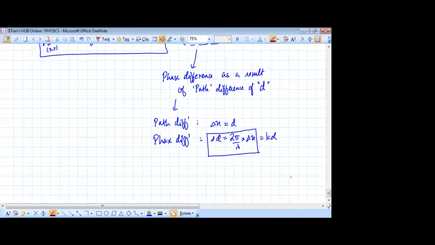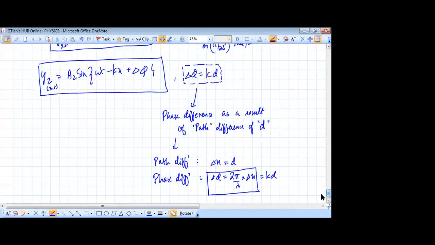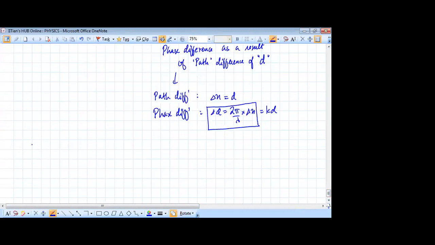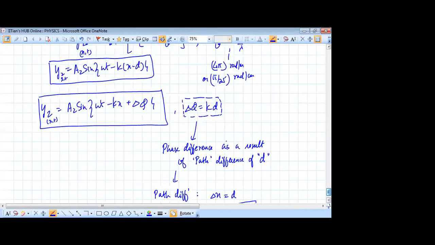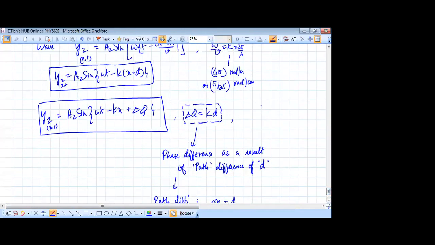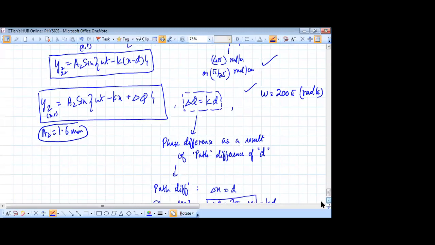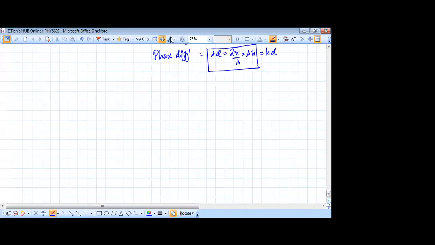Okay, so now we have the individual wave equations. Now we'll work out each of these. The rest of the things are the same, of course. In this wave equation, your omega is 200 pi radians per second, and of course k we have written now. This is k, this is omega, and a2 is 1.6 millimeters. So we have got the term of phase difference in terms of the distance d, and we have got the individual wave equation. So our part 1 is done. Our part 1 of the question was like this, so I'm just concluding with the values.